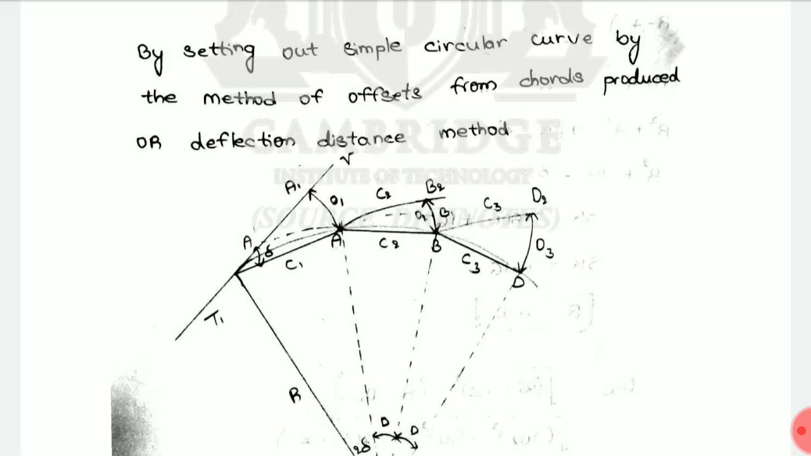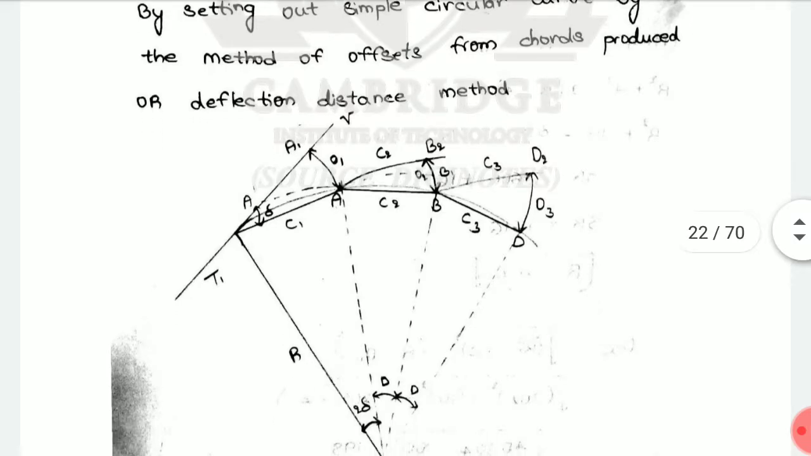In the previous session we have studied the linear method of setting out the curve, that is offsets from the long chord. So in this session we will study the linear method which is called the deflection distance method, or offsets from chords produced. So here is the figure. As the name suggests, offsets from chords produced.